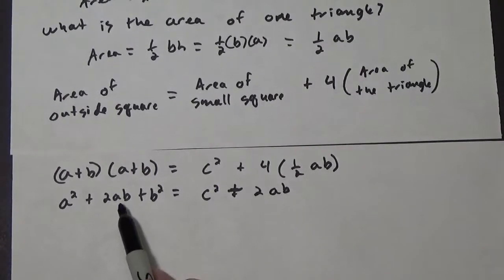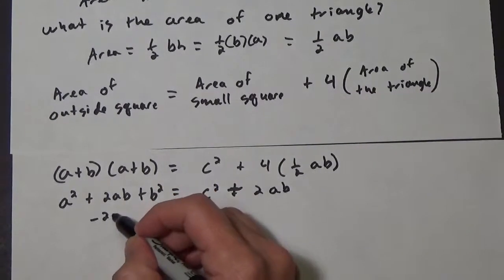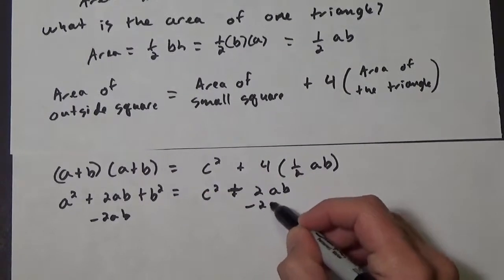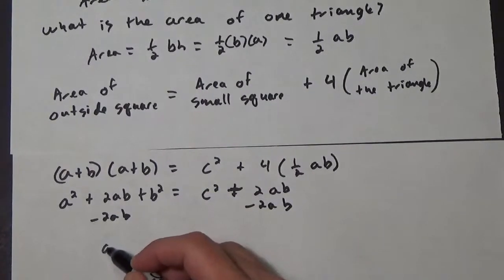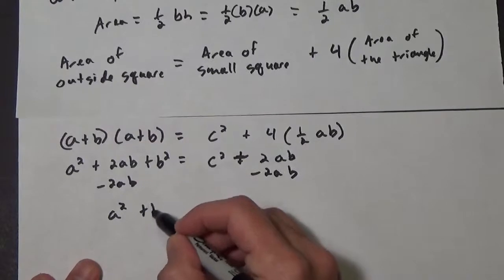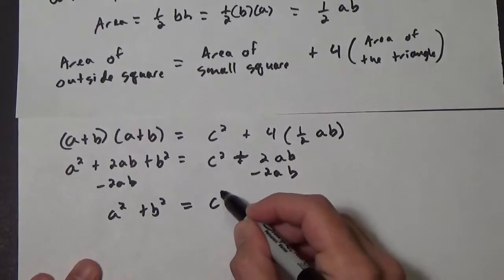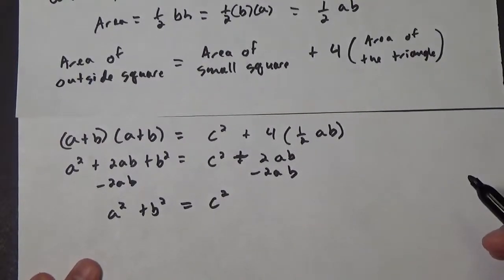Well, something nice happens here. The 2ABs cancel out, so let's subtract those. And so then we end up with A squared plus B squared equals C squared. And there you go. There's our Pythagorean theorem.